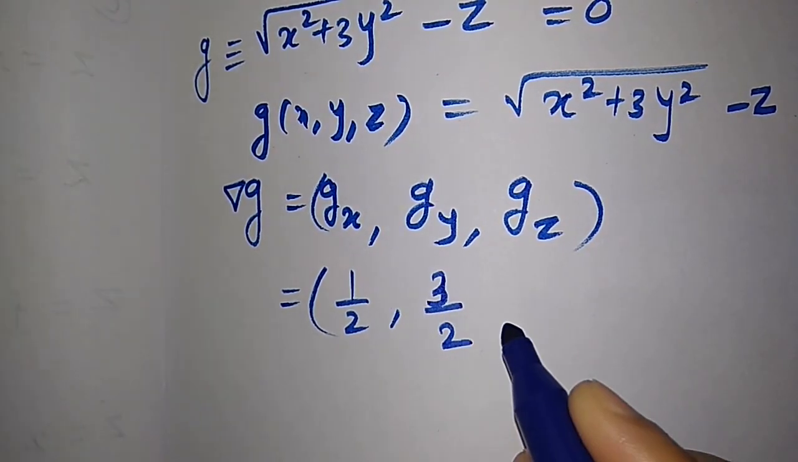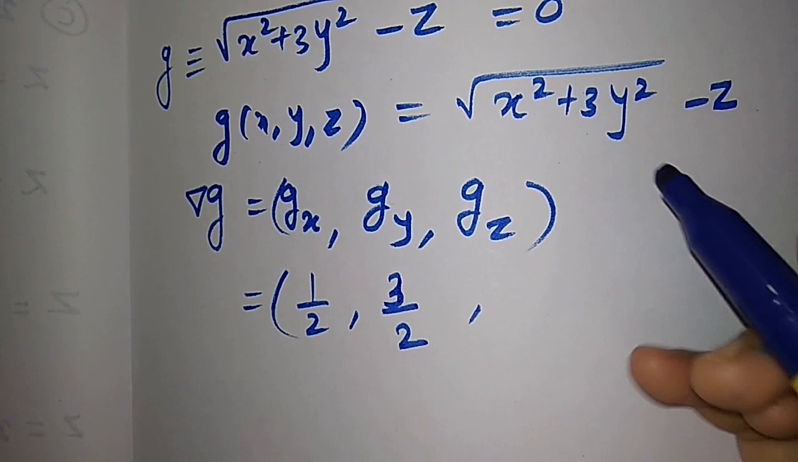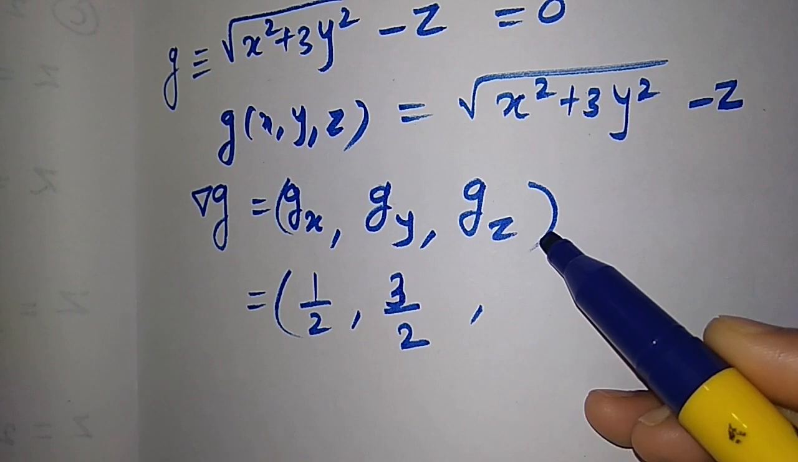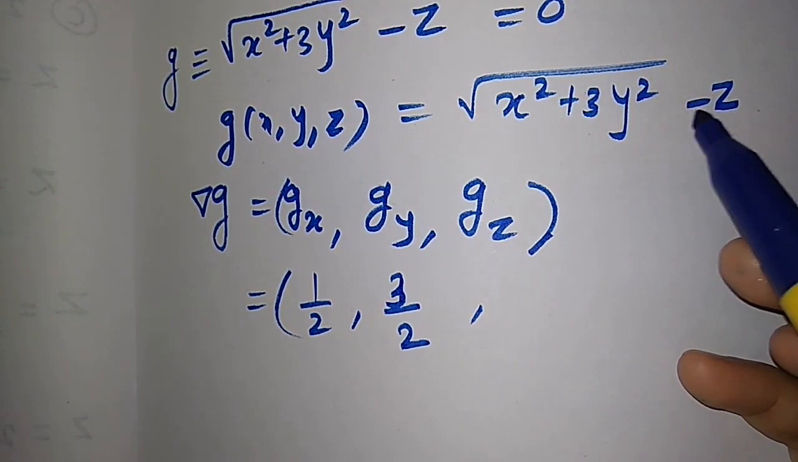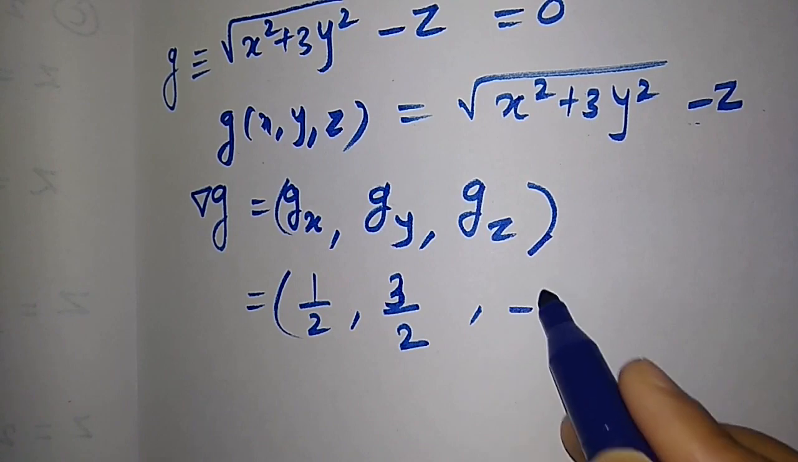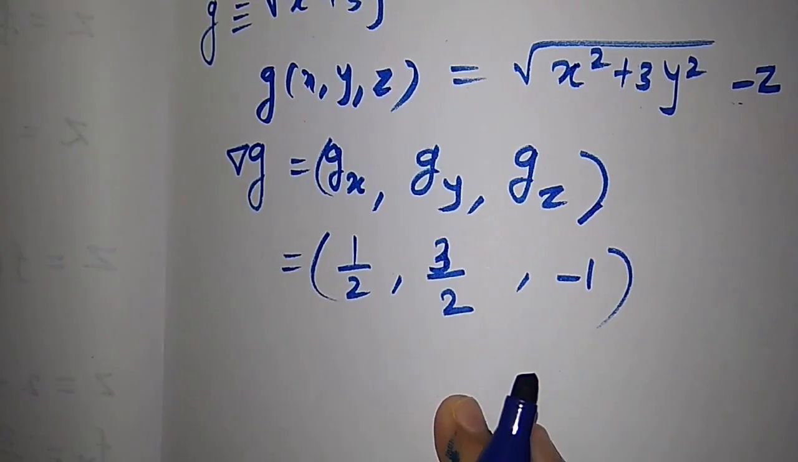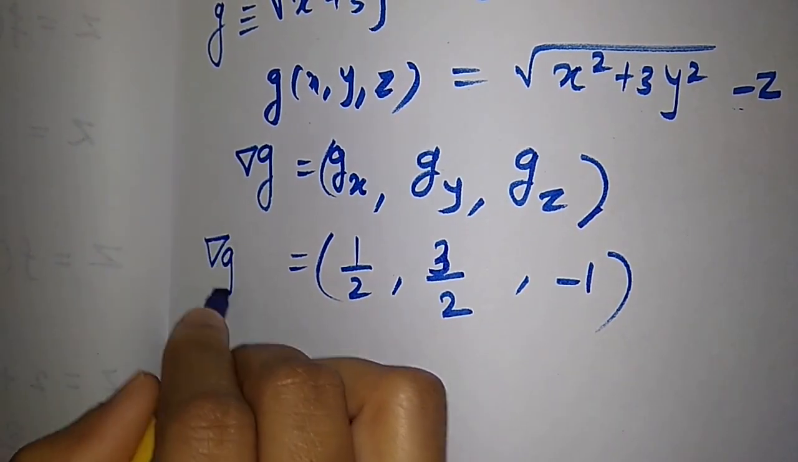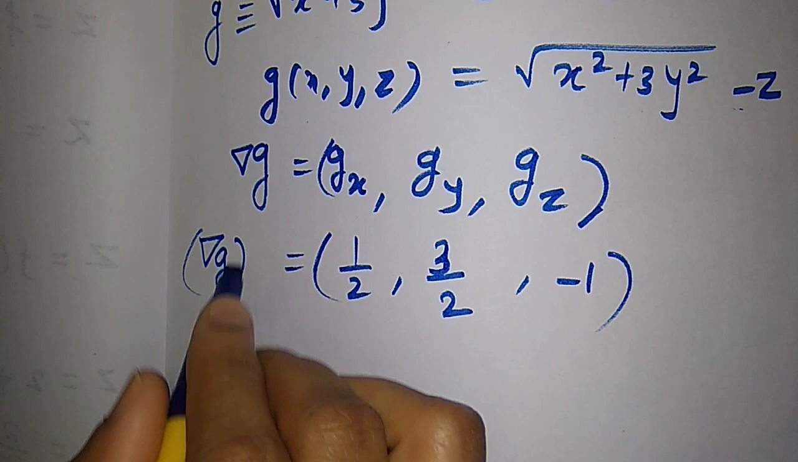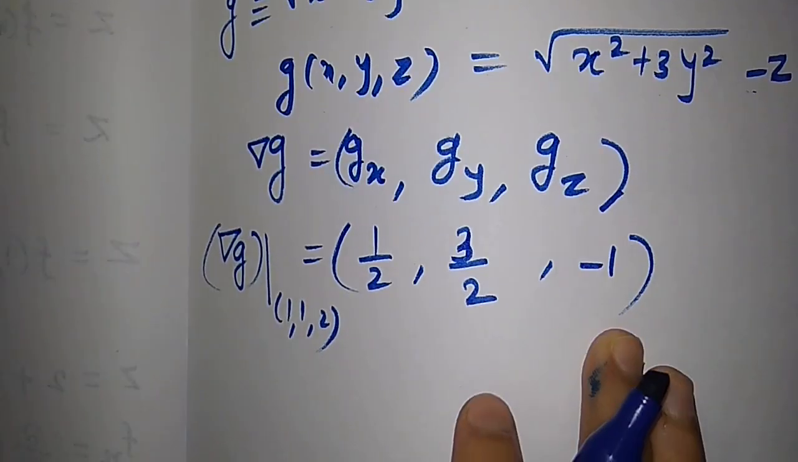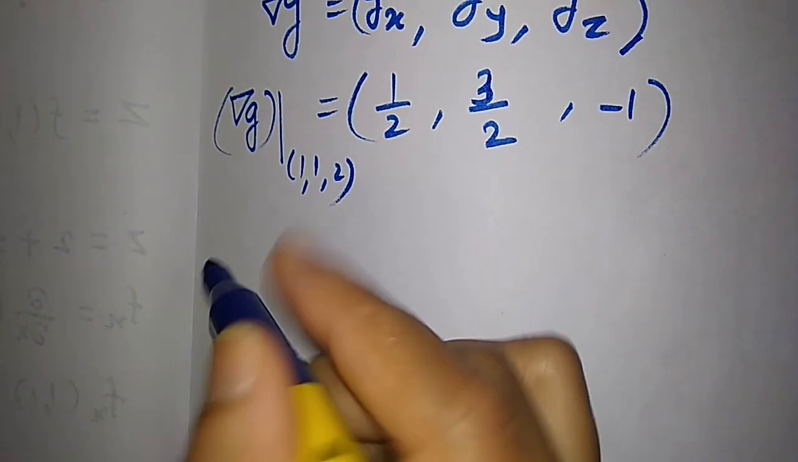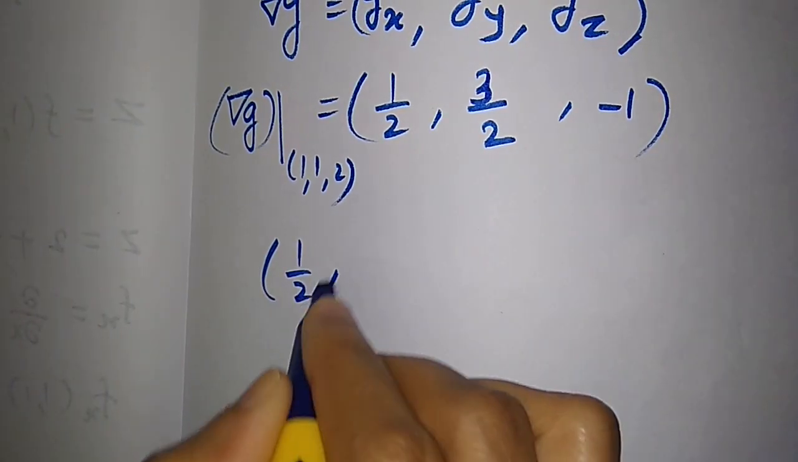And now see here g is equal to this. So the derivative of g with respect to z is gz, which is equal to, take the derivative of minus z, which is just minus 1. And if you evaluate this minus 1 at 1, 1, 2, it will be just minus 1. So we have this gradient of g evaluated at point 1, 1, 2 is equal to this vector, 1 by 2, 3 by 2, and minus 1.